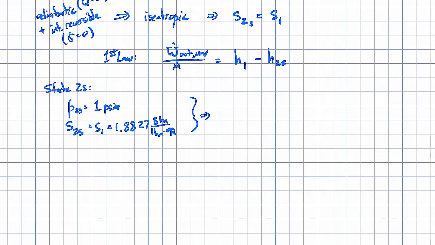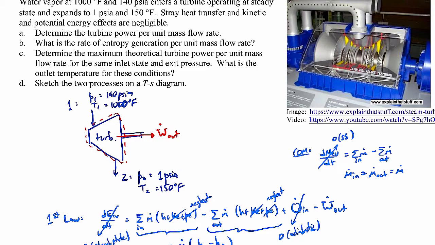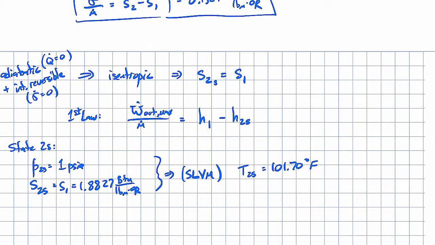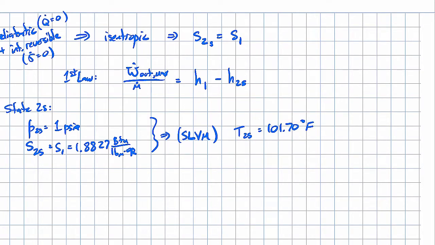When you go back to the property tables for water, what you'll find is that this corresponds to a saturated liquid vapor mixture. So it's no longer a superheated vapor, but becomes a saturated liquid vapor mixture. The corresponding temperature for that is 101.7 degrees Fahrenheit. So the temperature has dropped. Recall that the original temperature for the case where you had irreversibility was 150 degrees Fahrenheit, but now it's lower, it's 101 degrees Fahrenheit.